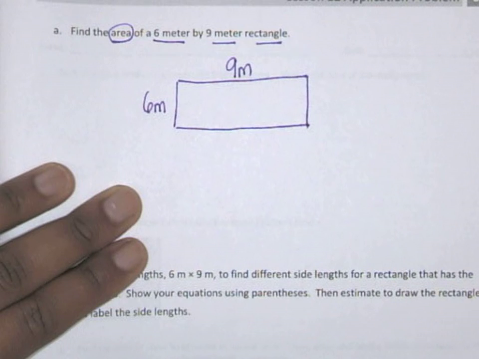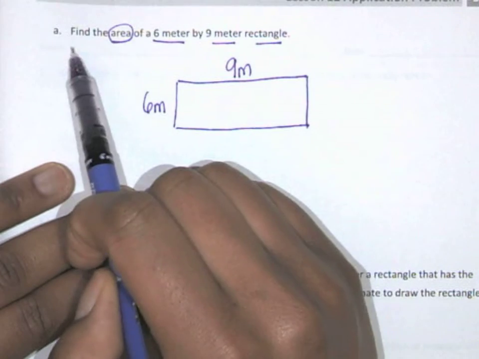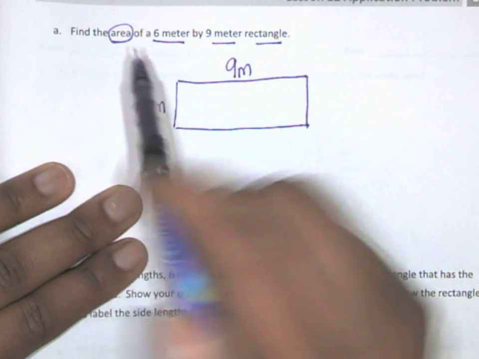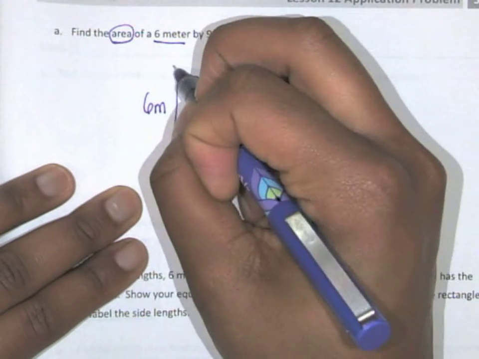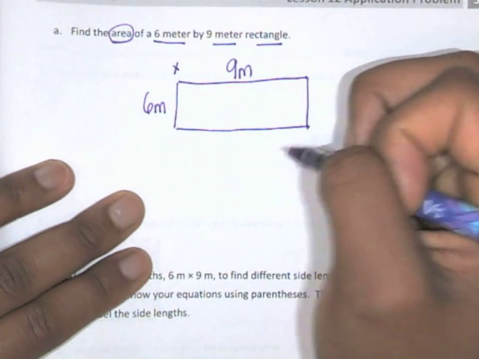Are we done with our problem? No, we're not. The first thing it tells us to do is find the area. So we know our two sides are 6 and 9. So in order to find the area, we're going to multiply 6 and 9.